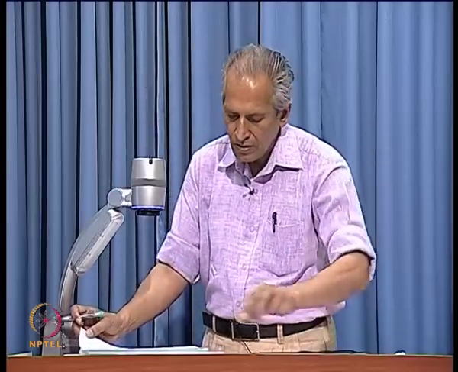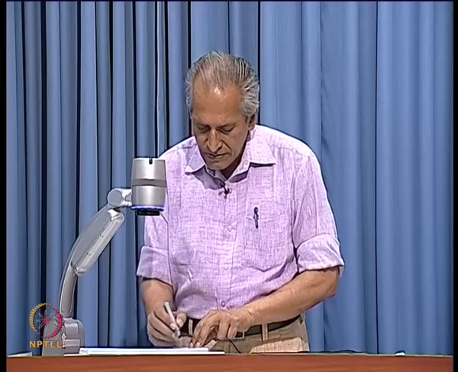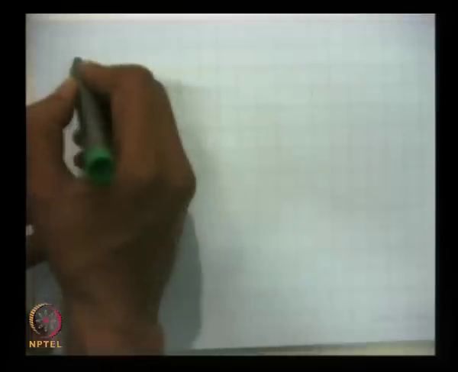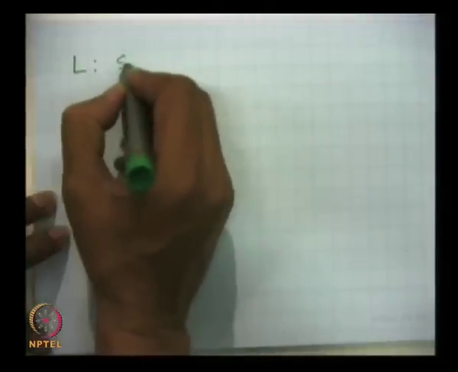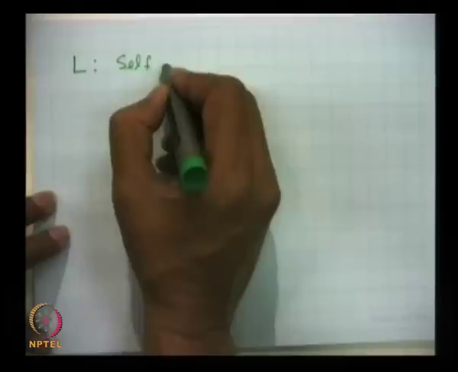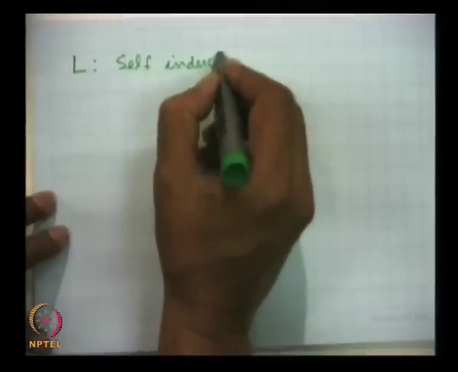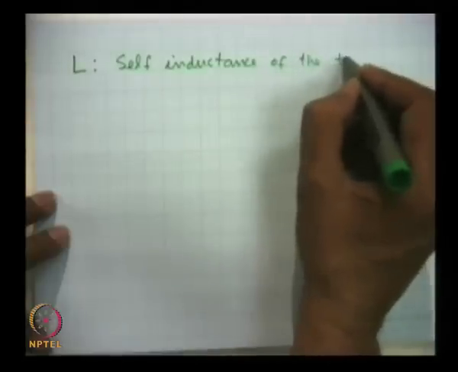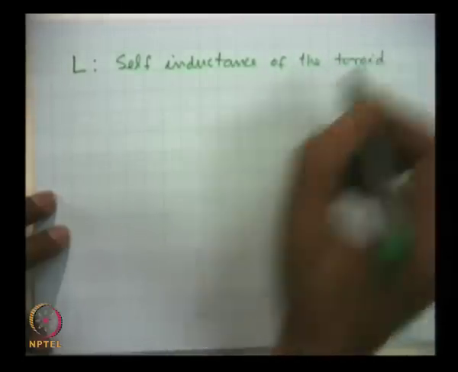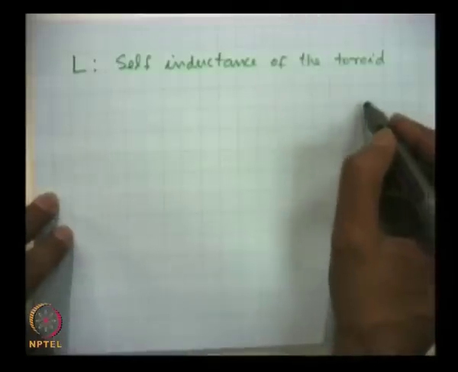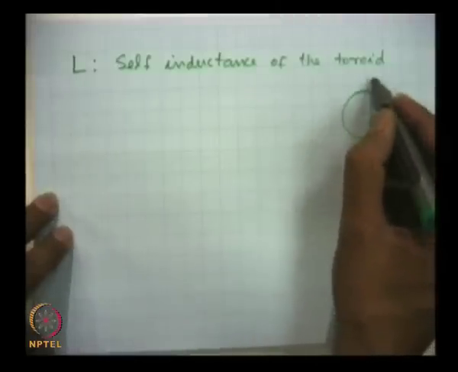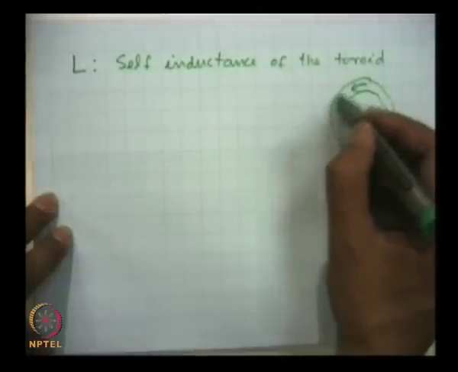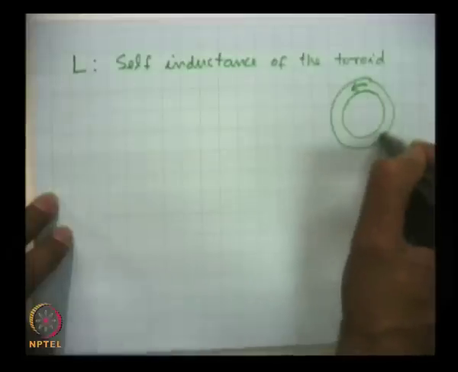If I consider the tokamak to have a self-inductance L, of the toroid or tokamak, because whenever you pass a current in the plasma, it's like a coil. So whenever you pass a current in the plasma, there will be some magnetic flux linked by this current, the plasma current.